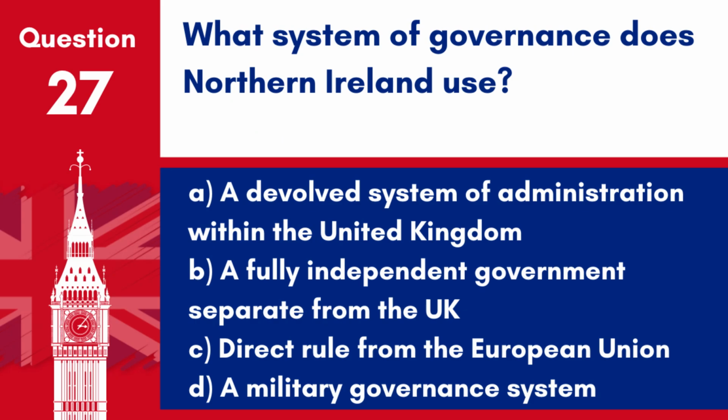Question 27. What system of governance does Northern Ireland use? A. A devolved system of administration within the United Kingdom. B. A fully independent government separate from the UK. C. Direct rule from the European Union. D. A military governance system. Answer: A. A devolved system of administration within the United Kingdom. Northern Ireland has a devolved government, which means it can exercise certain powers independently from the UK government.